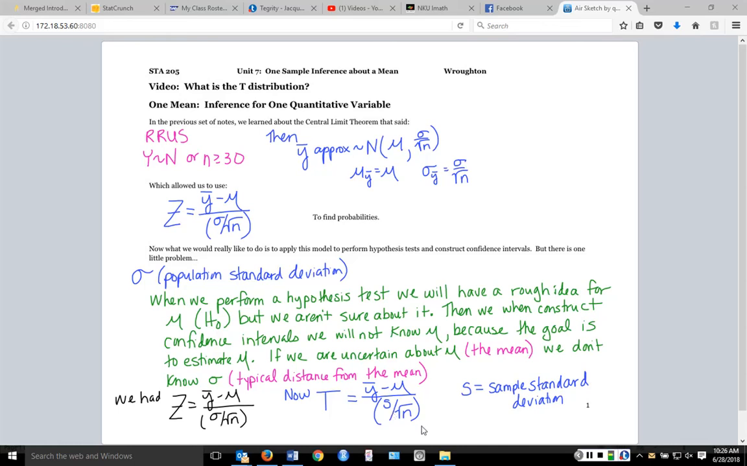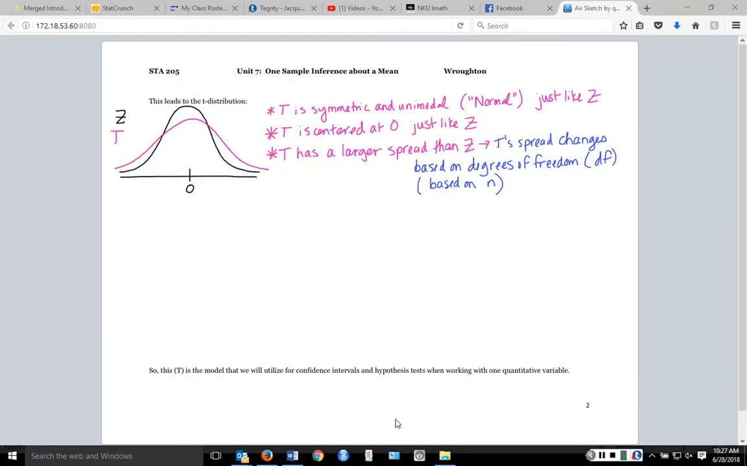So when we think about degrees of freedom and how it's going to change our spread, the larger our sample size, the more trust I feel like I can put in this sample standard deviation. Versus the smaller the sample size, the less trust I'm putting in the sample standard deviation. So that's the idea of the T distribution. Now when we actually start talking about hypothesis tests and confidence intervals, you're going to start seeing T pop up.